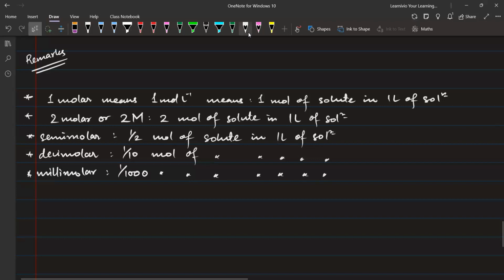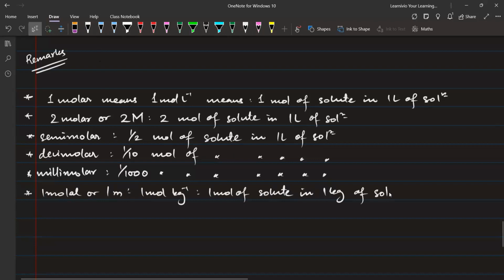Now, wherever I have written molar, you can write the same thing as molal also. I would just write 1 molal or 1 small m. This would mean 1 mole per kg. This would mean 1 mole of solute in 1 kg of solvent. Similarly, 2 molal or 2 small m would mean 2 moles of solute in 1 kg of solvent. Semi-molal would mean 1 by 2 mole of solute in 1 kg of solvent. Decimolal and so on. Does it make sense? Yes or no, Shiza? Yes, sir.